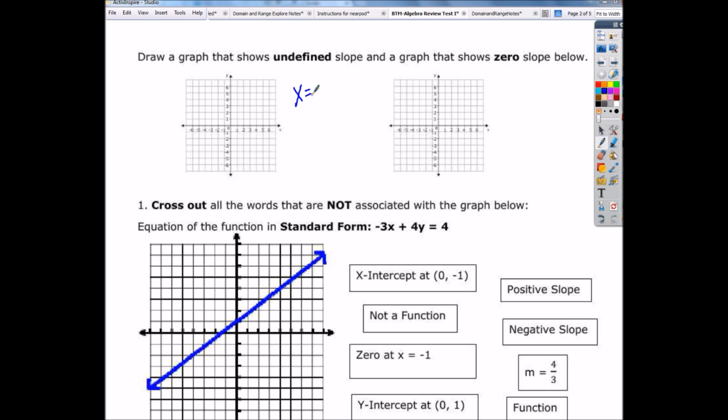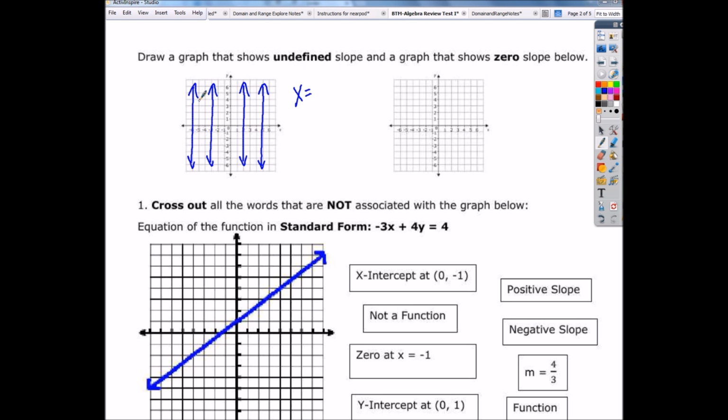So let's just draw this. If it's x equals, it means it's got to touch the x-axis. So that's x equals 5. That's undefined. X equals 2. That's undefined. X equals negative 3. That's undefined. You're starting to see the pattern. X equals negative 6. That's undefined. All of those graphs are undefined slopes.